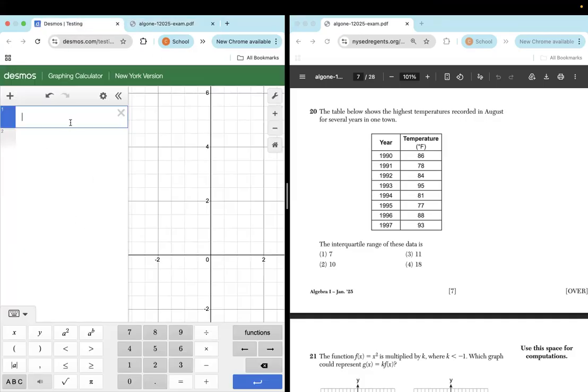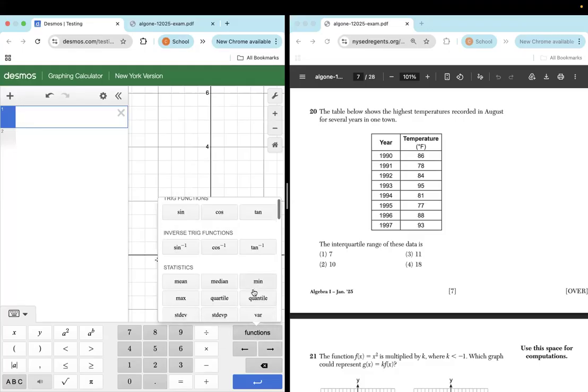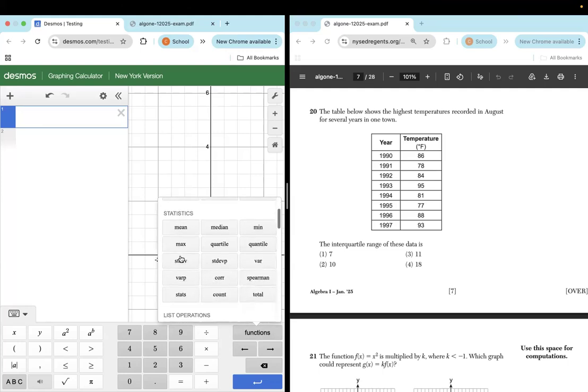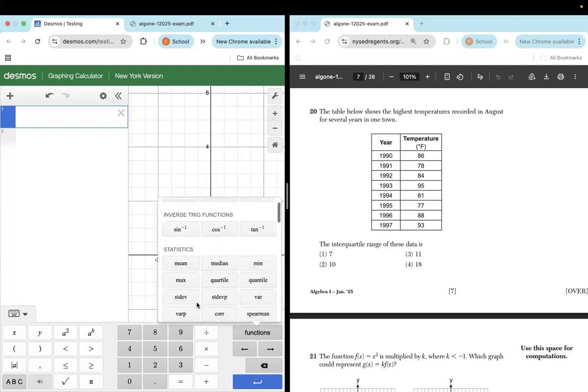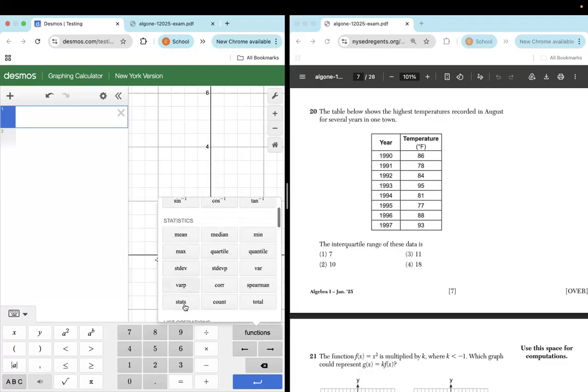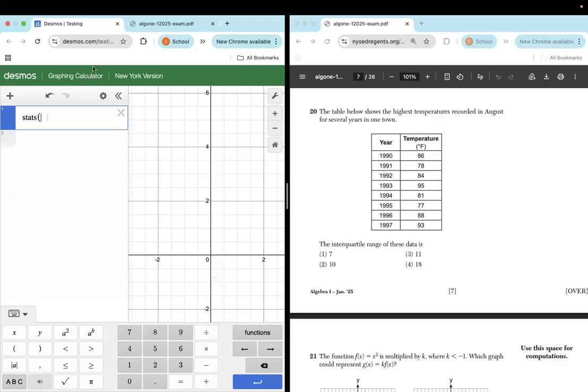There is a way that DESMOS can do it for us. So if you go to functions, and we go to statistics, and we go to stats. So again, functions, statistics, stats. And I'm going to enter the list. What I'm concerned with is the temperature. That's what has been recorded. So I'm going to enter the temperatures. 86, 78, 84, separate each number with a comma, by the way. 95, 81, 77, 88, 93.